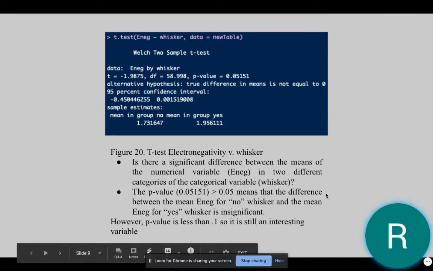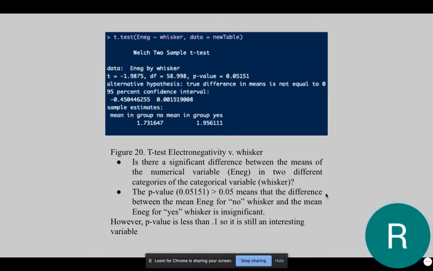Another t-test I did was electronegativity versus whisker ability. Is there a significant difference between the means of the numerical variable electronegativity and the two different categories of the categorical variable whisker? As the p-value, 0.05151, is greater than 0.05, that means the difference between the mean electronegativity for no whisker and the mean electronegativity for yes whisker is insignificant. But just as before, the p-value is less than 0.1, so it's still an interesting variable. We're not going to throw it away.